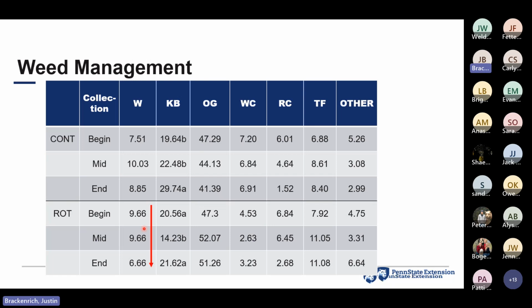This study was done looking at continuous versus rotational grazing on a percentage basis, right? As we rotationally grazed, weeds went down, right? They were almost 10% in the beginning. By the end, they were somewhere around 7. When we continuously grazed, weeds kind of bounced around somewhere between 7 to 8, almost 9% of that competition.